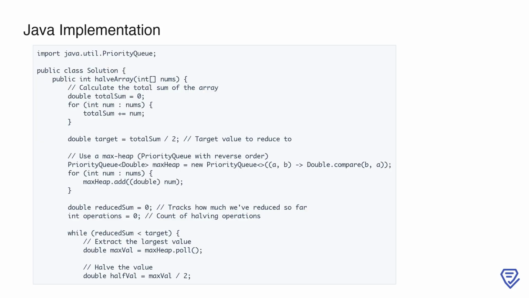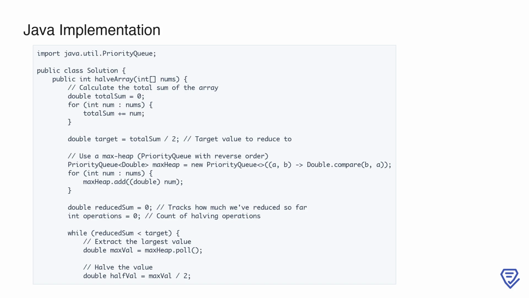We then iterate through the array, adding each element to the heap as a double to ensure precision when performing division operations. To begin the halving process, two variables are initialized: reduced sum, which tracks the cumulative sum of the values we've halved, and operations, which counts the number of halving steps performed. The while loop begins, running as long as the reduced sum is less than the target.